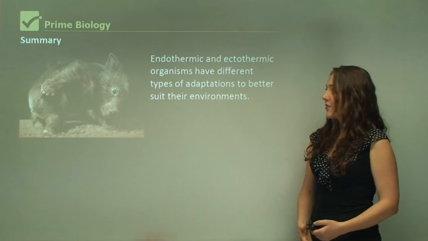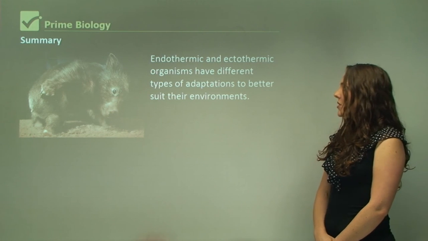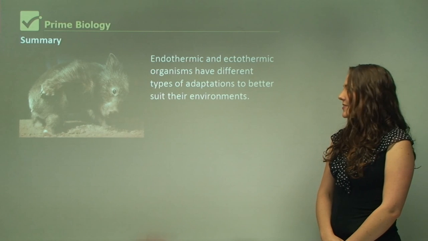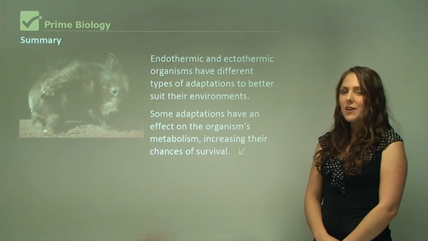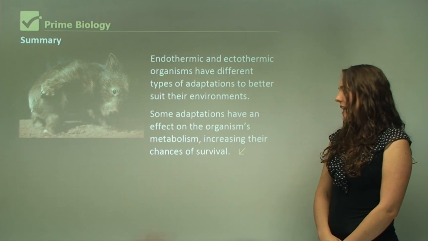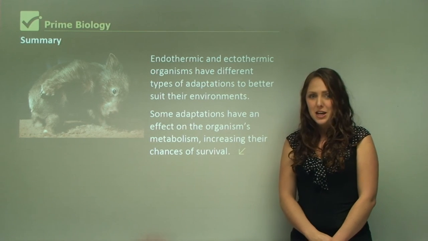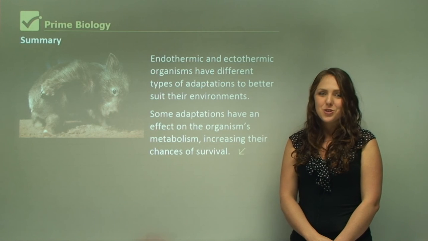Now, in summary, endothermic and ectothermic organisms have different types of adaptations to better suit their environments. Some adaptations have an effect on the organism's metabolism, increasing their chances of survival. Now, this concludes adaptations in endothermic and ectothermic animals.